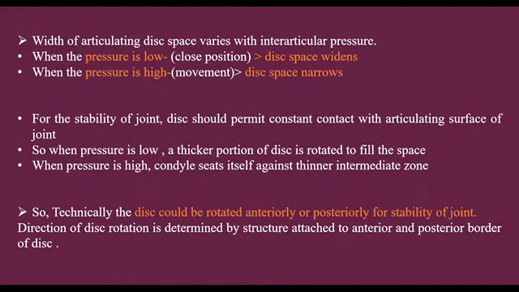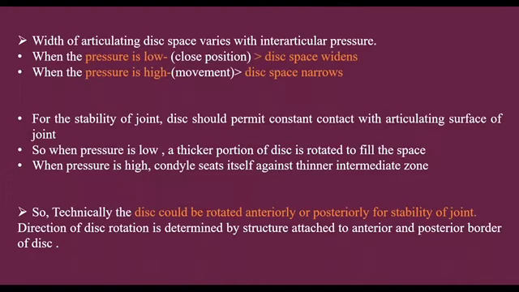Now, the width of the articulating space varies with intra-articular pressure. When the pressure is low, such as in the closed or rest position, the disc space widens. When the pressure is high in movement, the disc space narrows. For the stability of the joint, the disc should permit constant contact with the articulating surfaces. So when the pressure is low, a thicker portion of the disc is rotated to fill the space, and when the pressure is high, the condyle seats itself against the thinner intermediate zone. So technically, the disc could be rotated anteriorly or posteriorly for the stability of the joint.